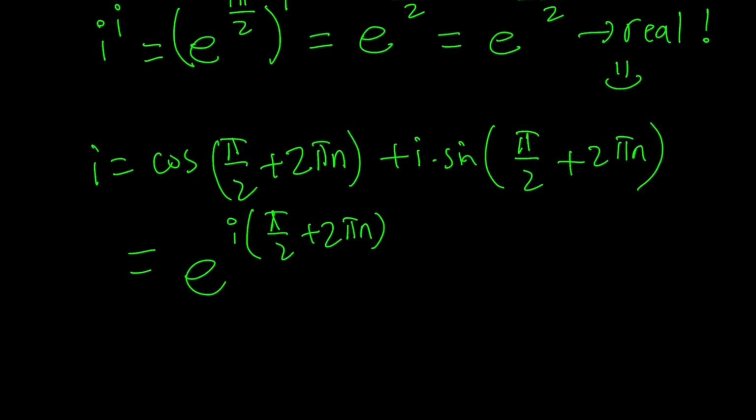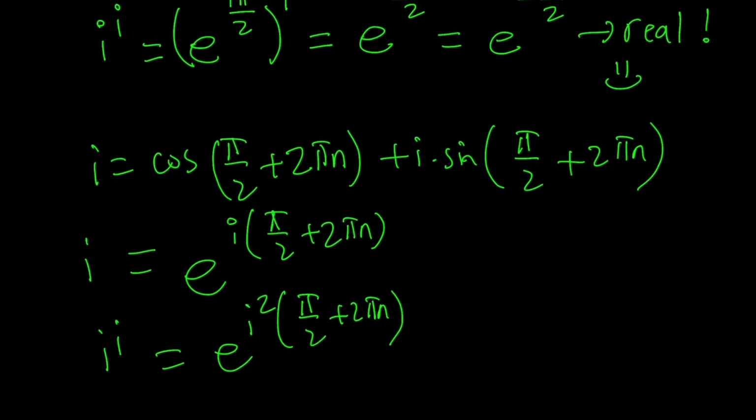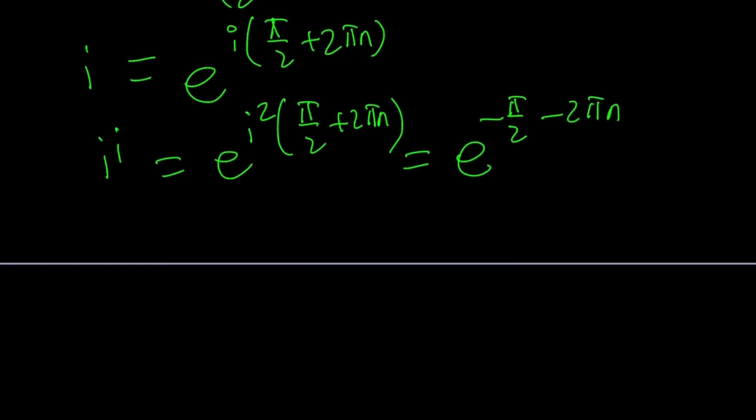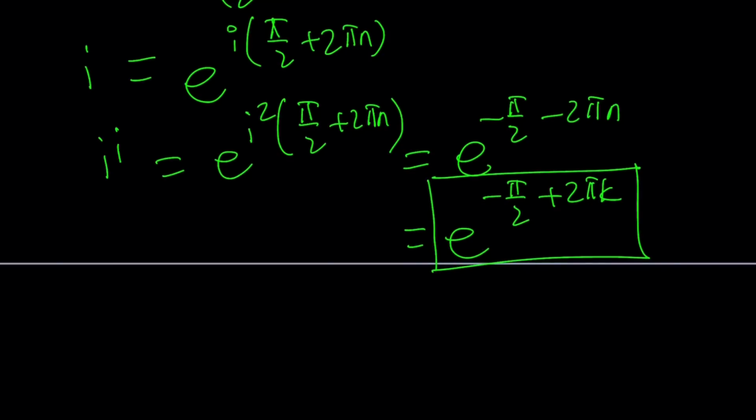And then when you raise this, this is I, by the way, to the power I, it's just going to become e to the power I squared times this. And then you're just going to replace I squared with -1, and this is going to give you e to the power negative pi over 2 minus 2 pi n, but negative n is just another integer, so we can call that k, and this can be written as e to the power negative pi over 2 plus 2 pi k. So this is just another way to write it in more general form, I to the power I.